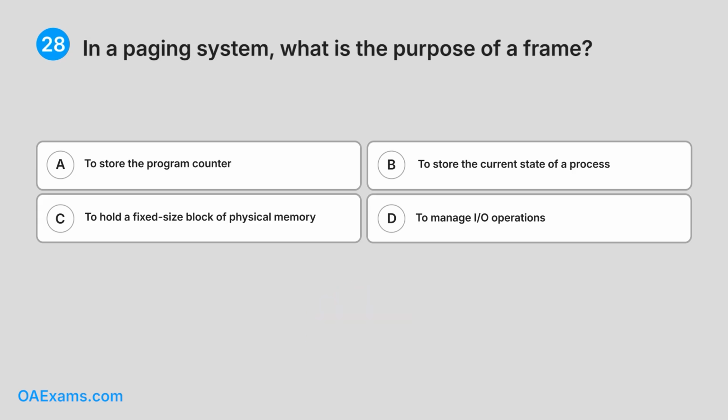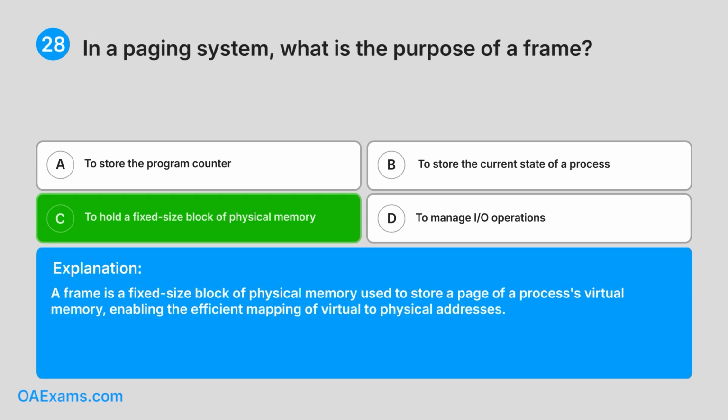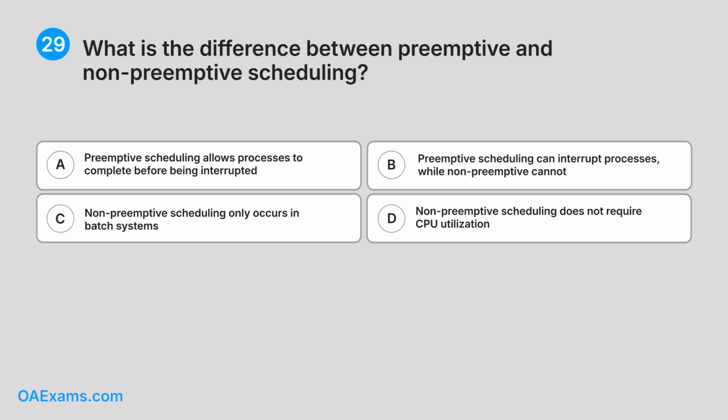Correct answer: C. To hold a fixed-size block of physical memory. Explanation: A frame is a fixed-size block of physical memory used to store a page of a process's virtual memory, enabling the efficient mapping of virtual to physical addresses. 29. What is the difference between preemptive and non-preemptive scheduling?